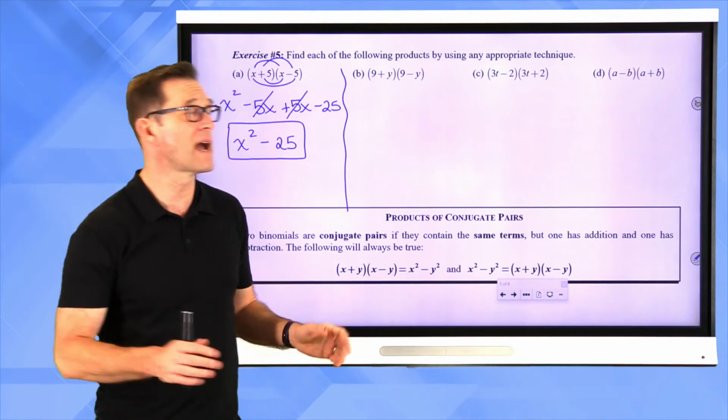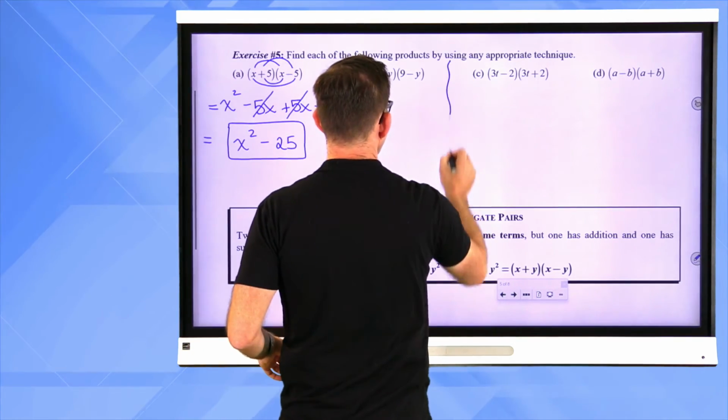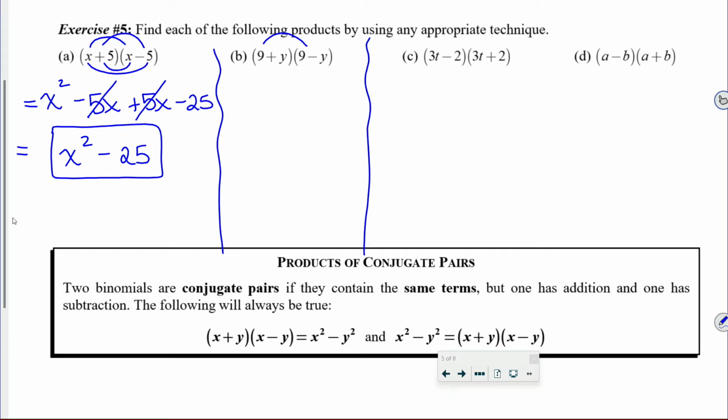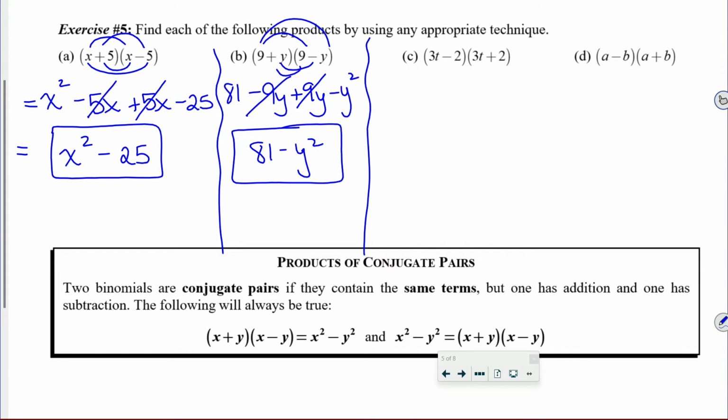All right, I'm going to go through exactly the same process, but a lot faster now. In this case, I had 9 times 9, which is 81. Then I'd have 9 times negative y, which is negative 9y. 9 times positive y, positive 9y. And y times negative y is negative y squared. And again, the negative 9y and positive 9y cancel, and I'm left with 81 minus y squared. And that keeps happening, right?